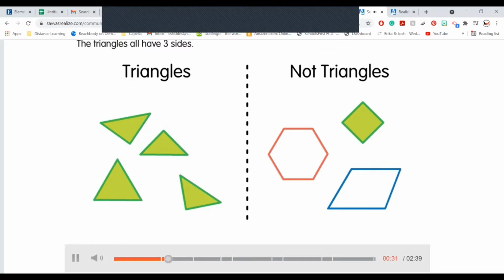The triangles all have three sides. The triangles all have three vertices. The triangles all have three angles. Why is the red shape not a triangle? It can't be a triangle because it has more than three sides and more than three vertices or corners. The red shape has six sides. Triangles have exactly three sides.